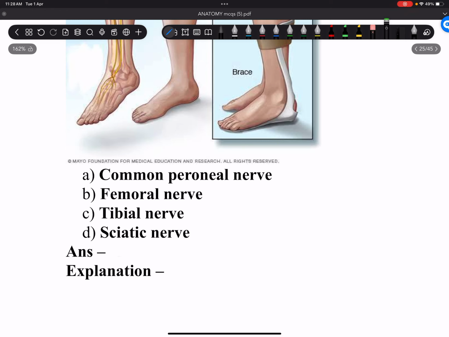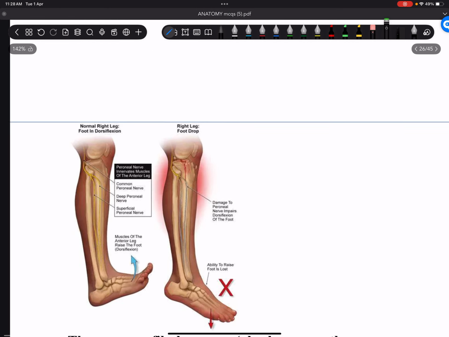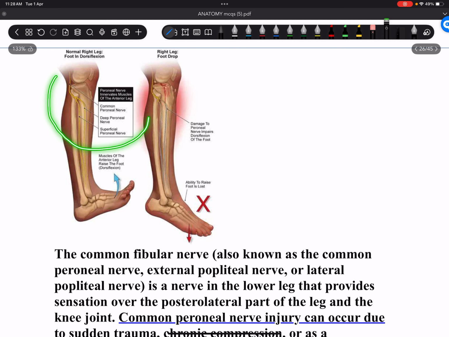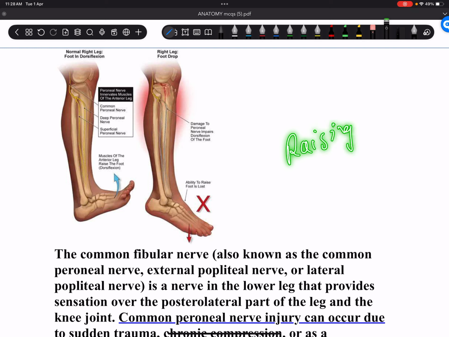Which nerve? Tell me. Common peroneal, femoral, tibial, sciatic. Yeah, common peroneal nerve. Very good one. You know this and you can do it. You can just do best in your exam. This is the common peroneal nerve. What happens? Damage to the peroneal nerve impairs the dorsiflexion of the foot. You can't even raise the foot. When the common peroneal nerve gets injured, you get the issue in raising the foot.